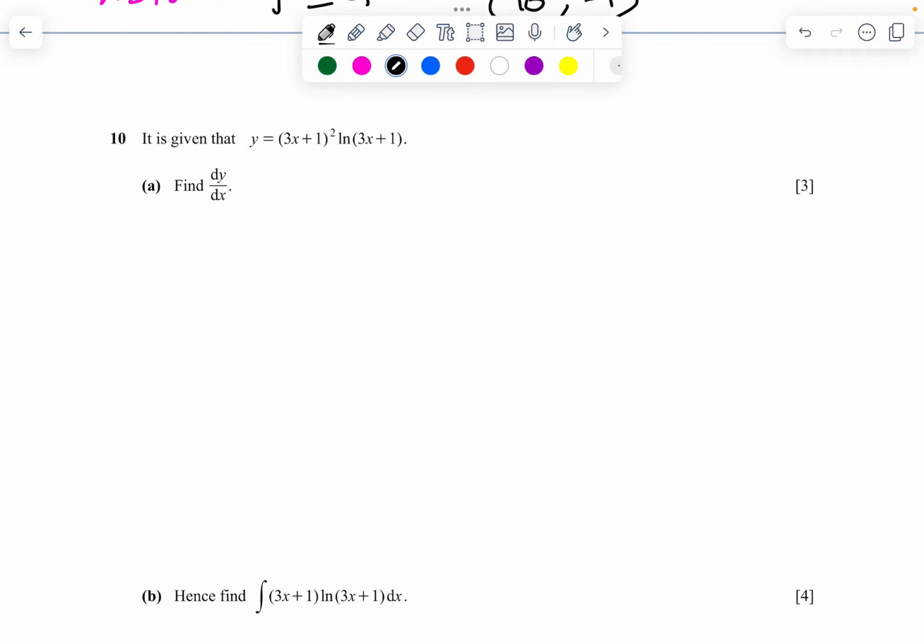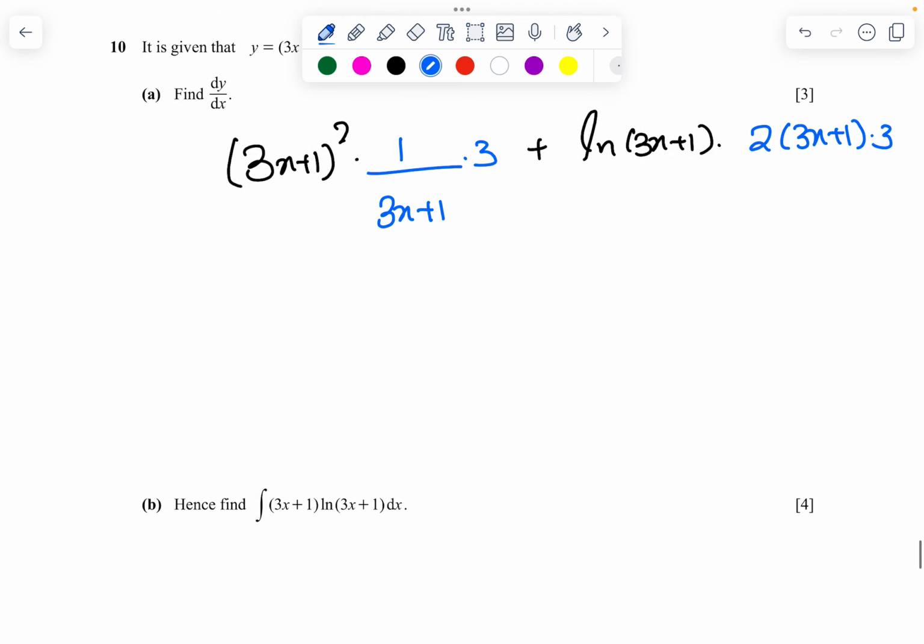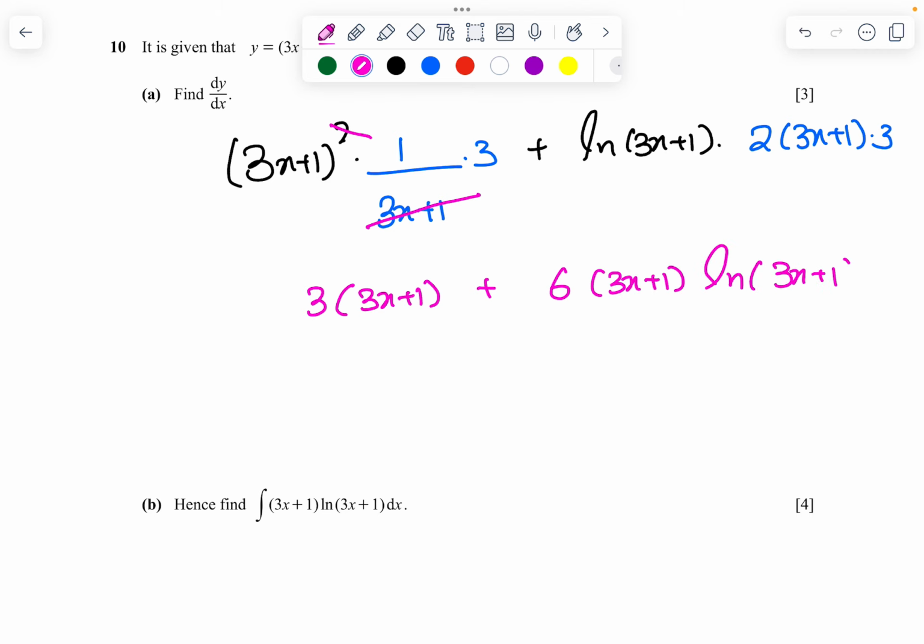Lastly, coming to question number 10. It is given that y equals this much. Find dy/dx. So (3x plus 1) whole squared times the derivative of ln, which is 1/(3x plus 1) times 3, plus this time ln(3x plus 1) remains as it is, it becomes 2 times (3x plus 1) times 3. So 3x plus 1 and 3x plus 1 get cancelled: 3 times (3x plus 1) plus 6 times (3x plus 1) ln(3x plus 1).